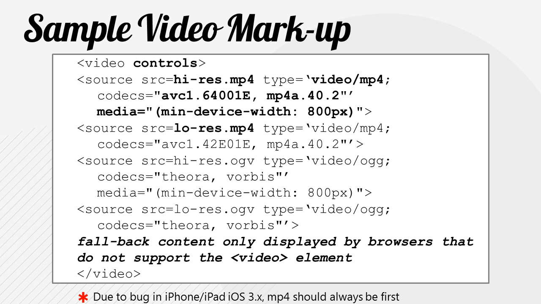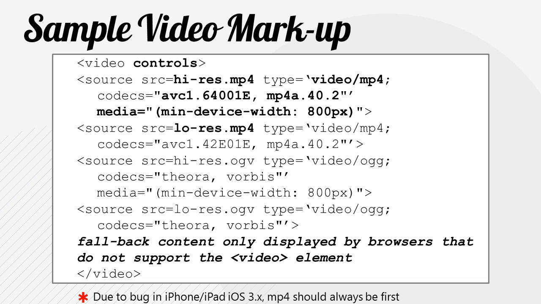There's a media attribute here that's looking at the minimum device width that's requesting the video. This is a good approach to say, well, if it's more than 800 pixels, serve the high resolution video. If it's less than 800, fall back to the low resolution MP4. Down below the MP4 files, I've also included OGV video files, a high resolution and a low resolution version for those browsers that don't support MP4.